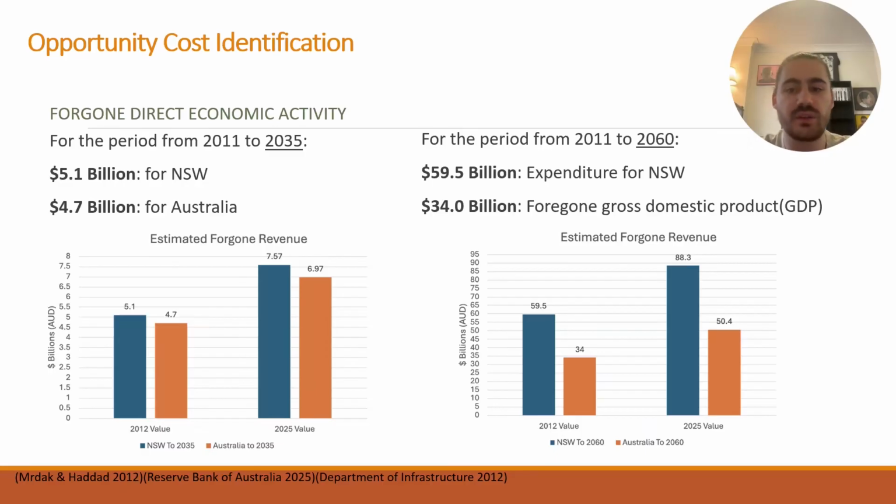This is in addition to the greater $59.5 billion in foregone expenditure for New South Wales and $34 billion in foregone gross domestic product from 2011 to 2060. When adjusted for inflation, these values escalate to nearly $7.6 billion for New South Wales and nearly $7 billion for Australia to 2035. And for 2026, $88.3 billion for New South Wales and $50.4 billion for Australia's GDP.